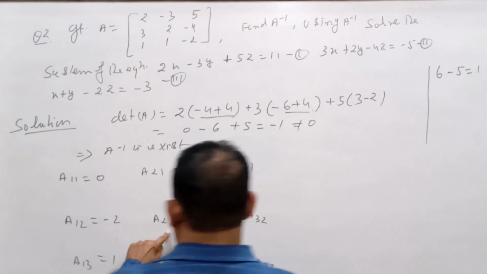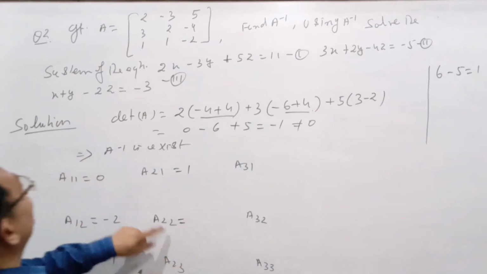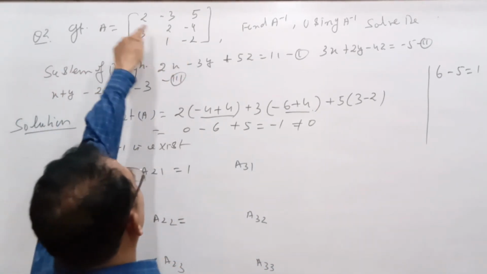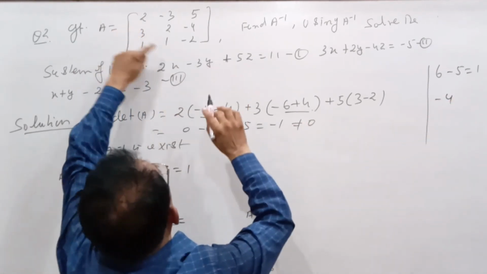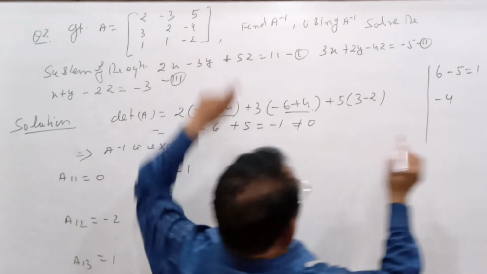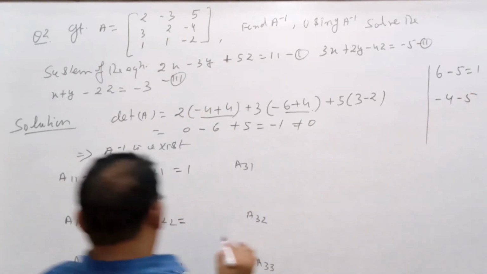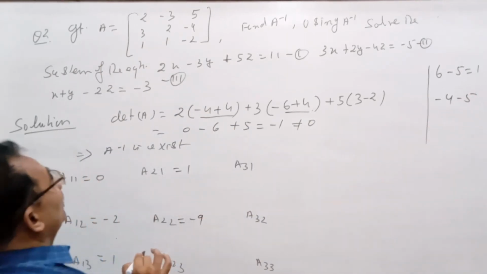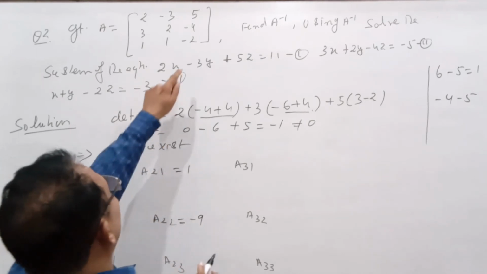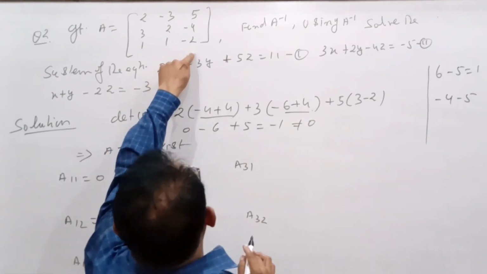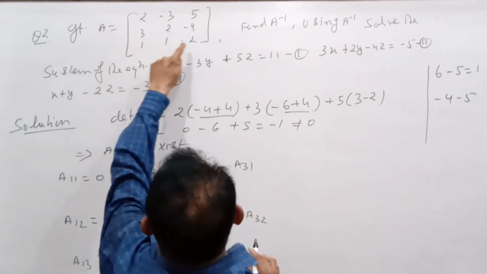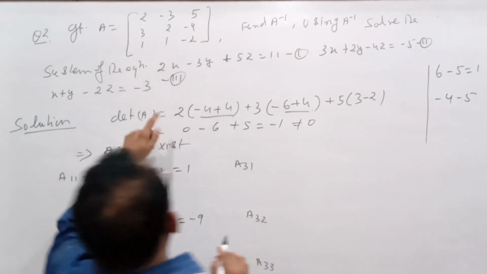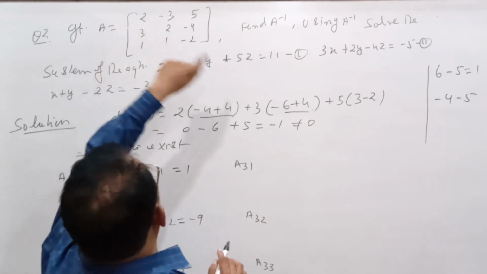Now we find the value of A22, that is minus 4, minus 4 and minus 5, which is equal to minus 9. This is minus 4, second row, minus 4 and minus 5.